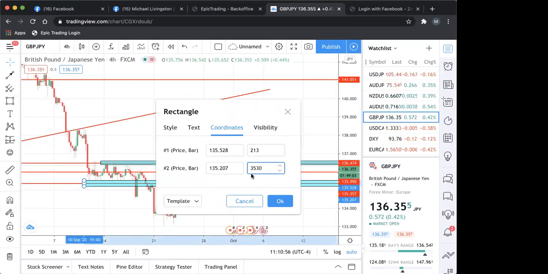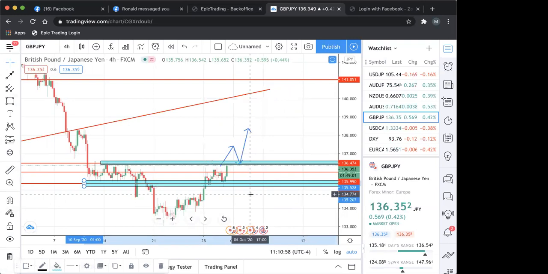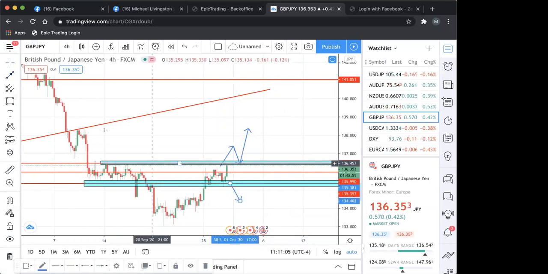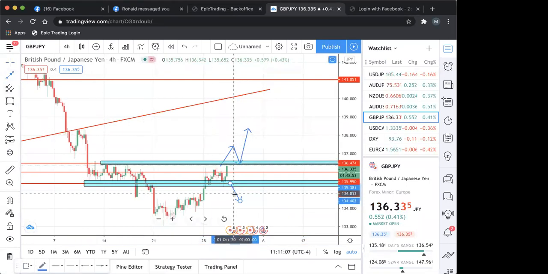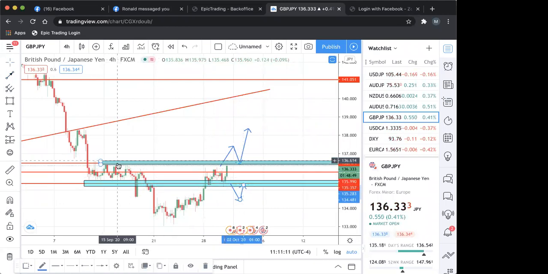All right, so there's our two zones. All we're waiting for on GBP JPY is price to break either one. Right now it looks like it might break on the upside, but we don't know. It could do exactly what it did over here, hit it and come right back down. Some people trade off the support and resistance, like people are selling right now and hoping it's going to come back down. That's some people's trading strategy.